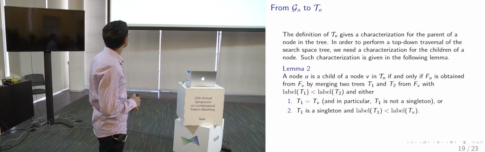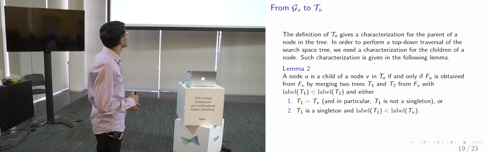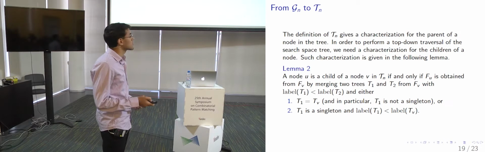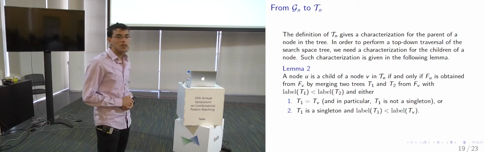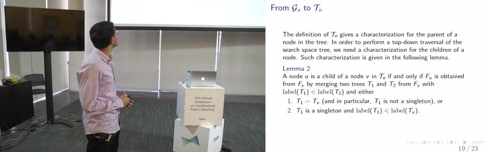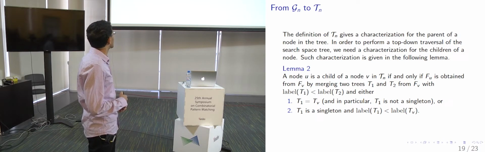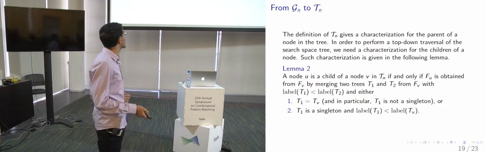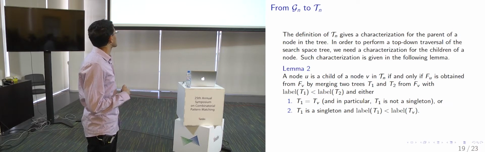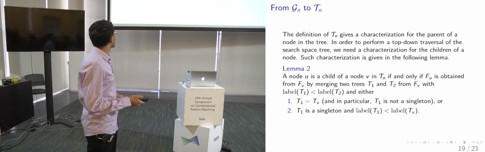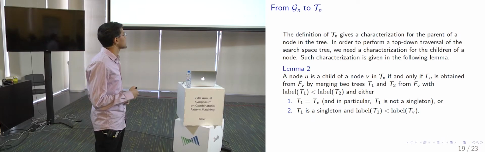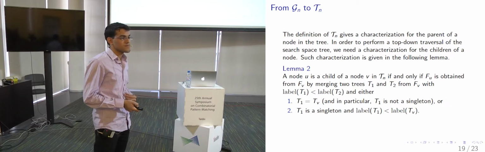In this lemma, we show that a node U is a child of a node V if and only if the corresponding forest FU is obtained from FV by merging any two trees. We assume that the label of T1 is smaller than the label of T2, and either the first rule states that T1 is equal to TV, or the second rule states that T1 is a singleton with smaller label than TV.